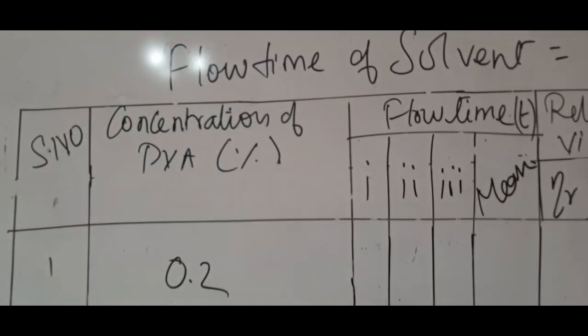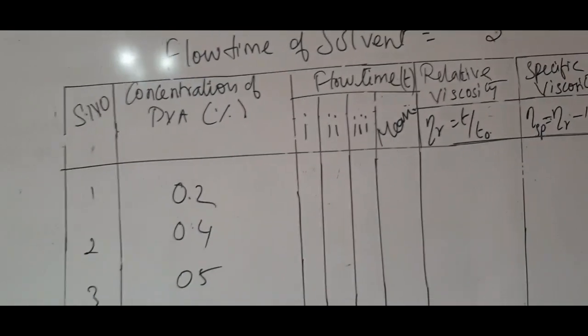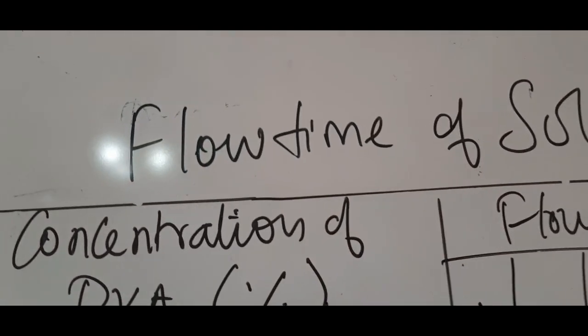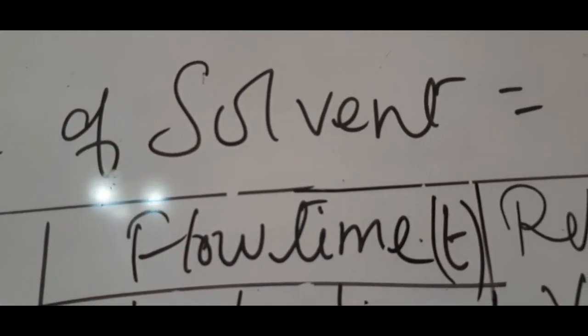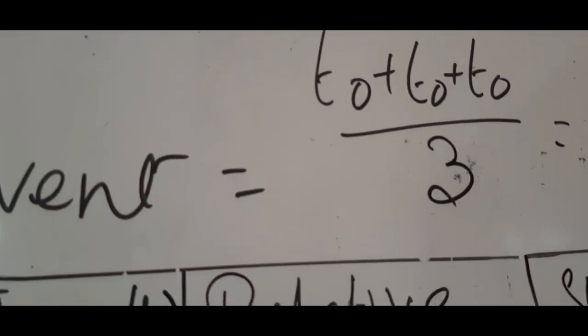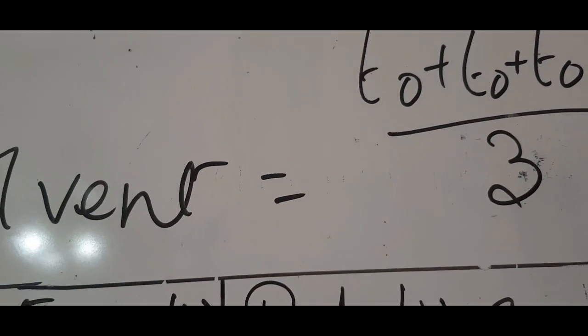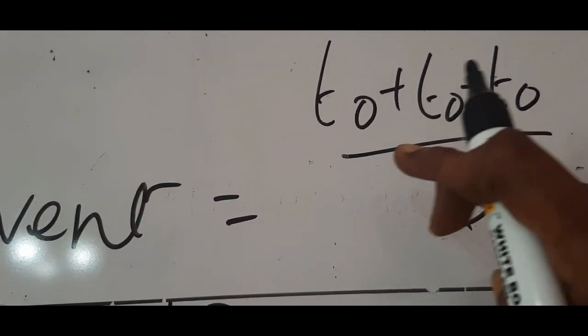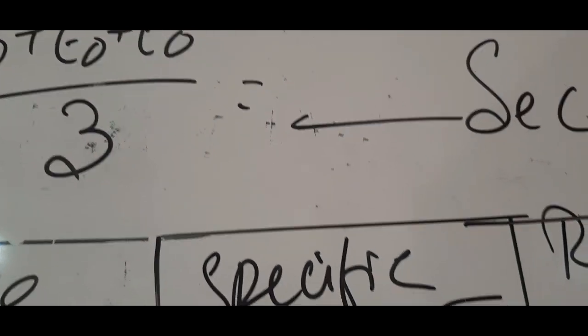And now let me explain the observation tabular column. First you will be finding out the flow time of the solvent. The solvent here is distilled water. You need to do 3 trials. The flow time of a solvent is represented as T0. Since we are doing 3 trials, take the mean of it and put it in the second column.